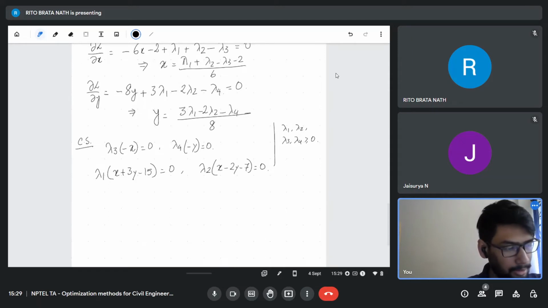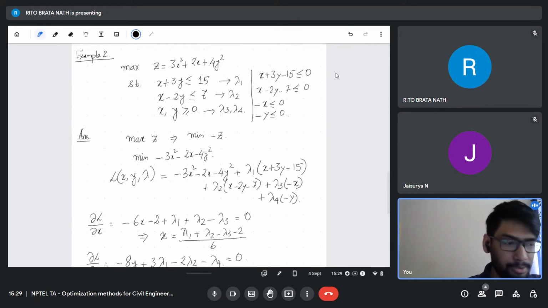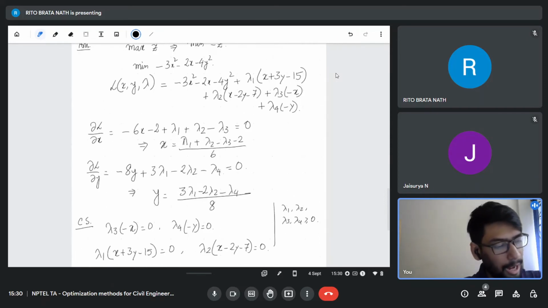What you can notice from here is that first, if you set both your x and y to 0, you will get a function value of 0. So obviously, that's not an optimal solution because you can set your x and y to be 1 and 1, and then all these constraints will be satisfied and you will get a higher objective value. So from this, you can tell that both lambda 3 and lambda 4 will not be equal to 0. One of them still can be, but let's see if that happens or not. So let's try and do that.